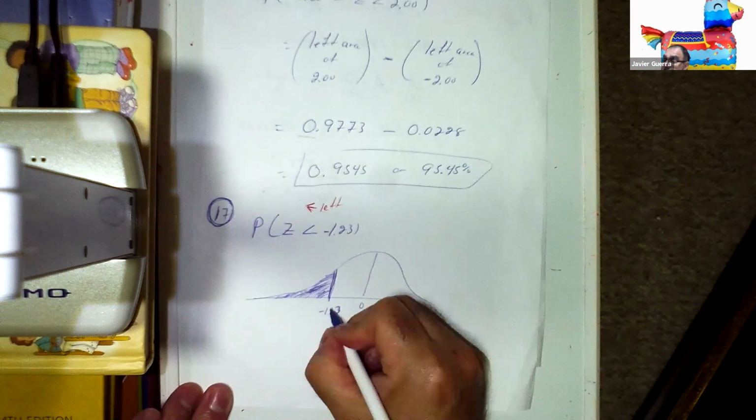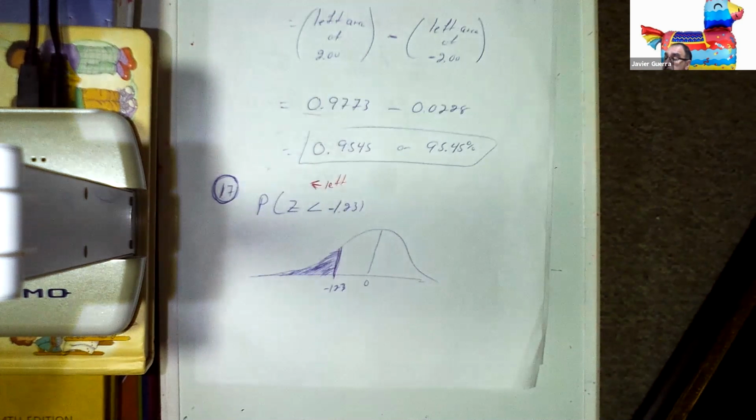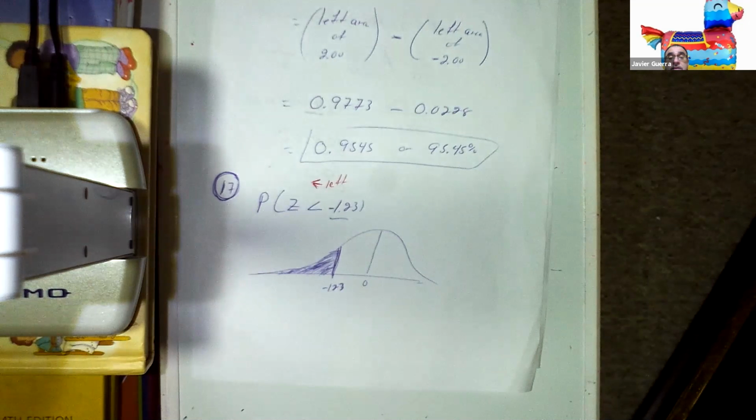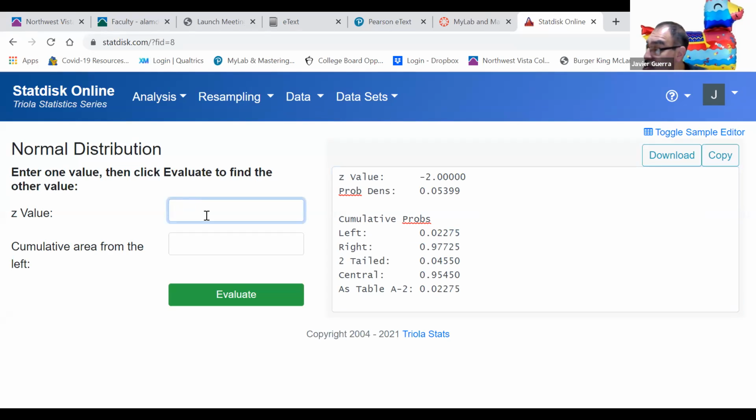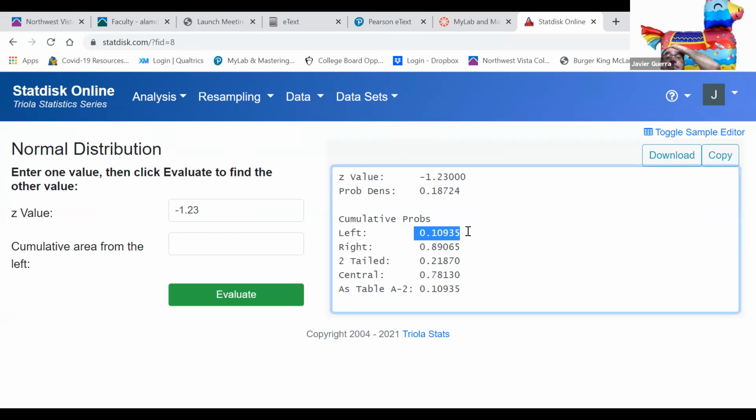All right, and I'm going to put that into my status. Less is left. Less is left. So that's 5 times. Negative 1.23, all right, left. 0.1094, or 10.94%.